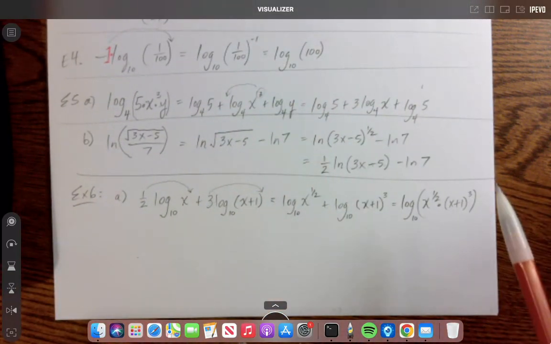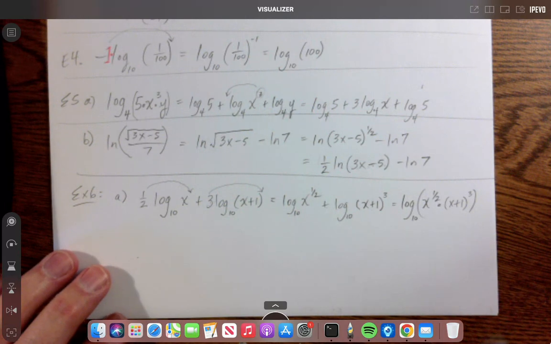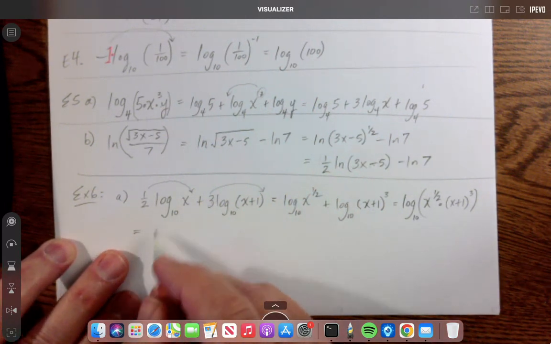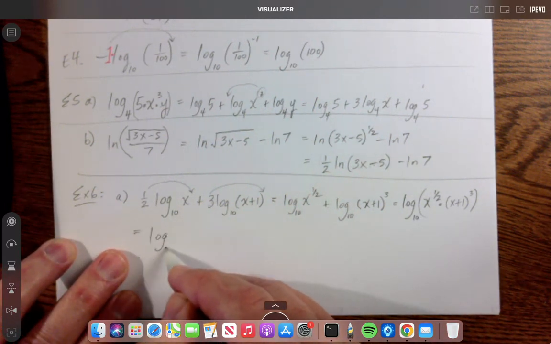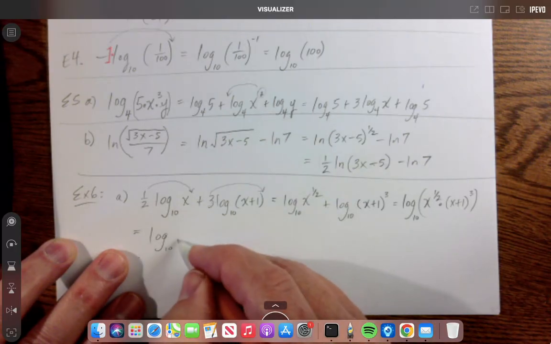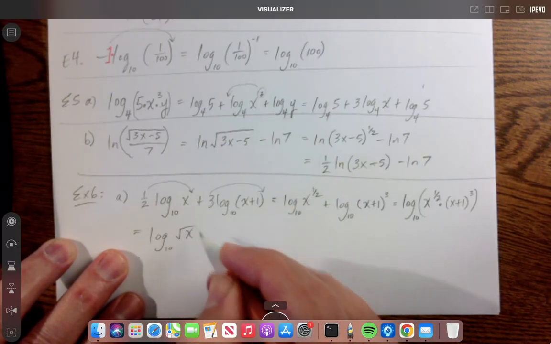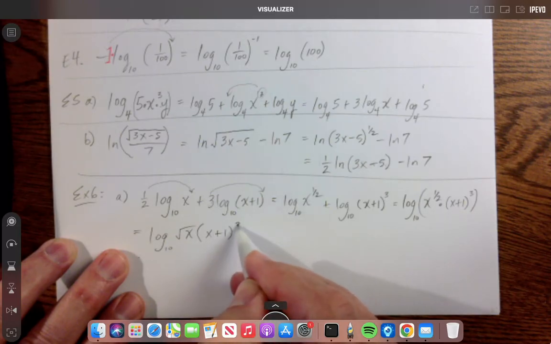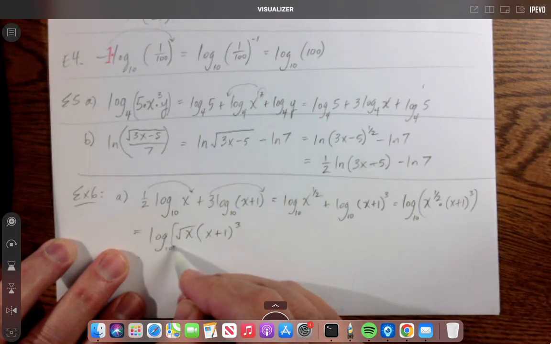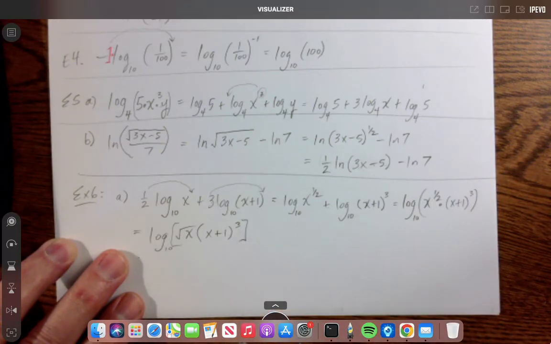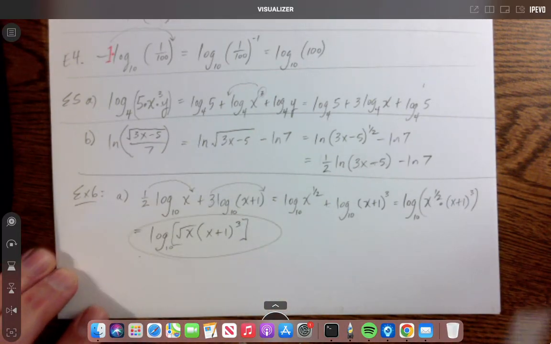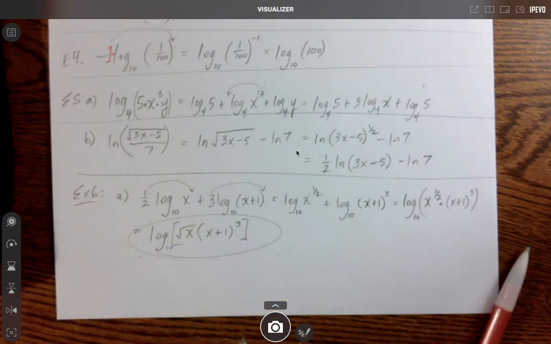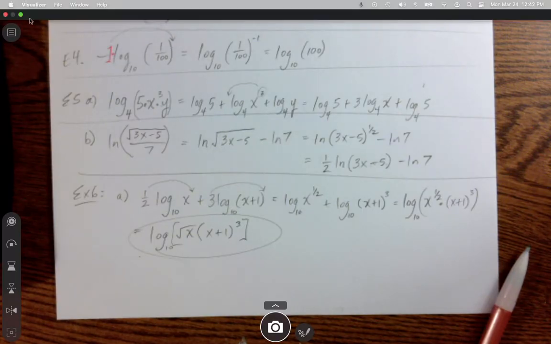All right. And then the only other thing I can think of is just to change that to a square root. So that would be log base 10 of the square root of x times (x plus 1) cubed. Right, and that's the expression I'm taking the log of. So that should be as condensed as it gets, right? As condensed as it gets. So let's see.